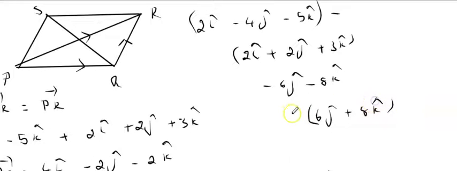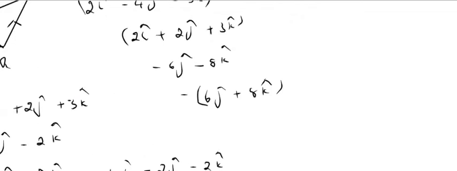I can rewrite this like this. Or negative is now going to be a scalar quantity. We need only the vector quantity. So we can write it as QS vector is equal to 6j plus 8k.